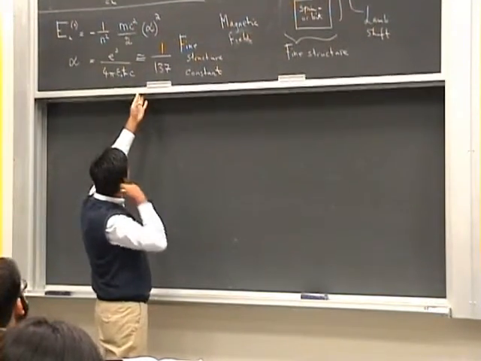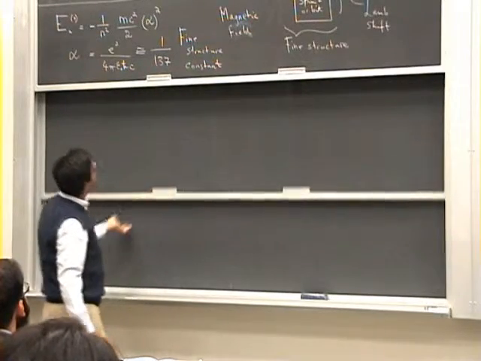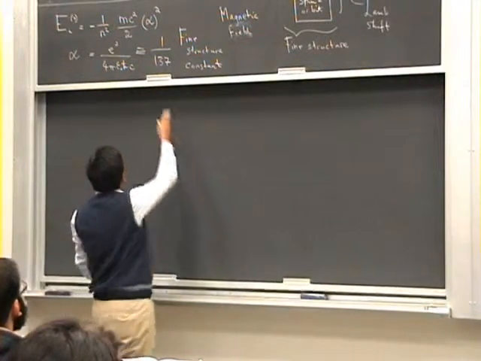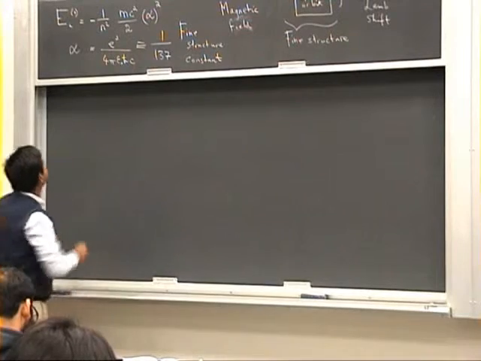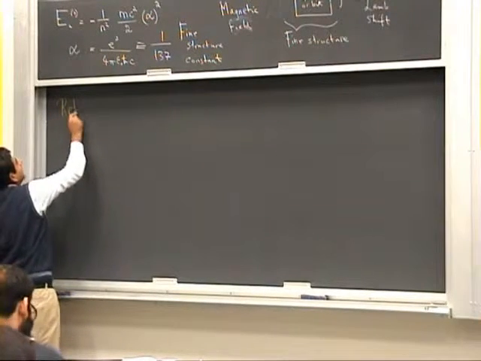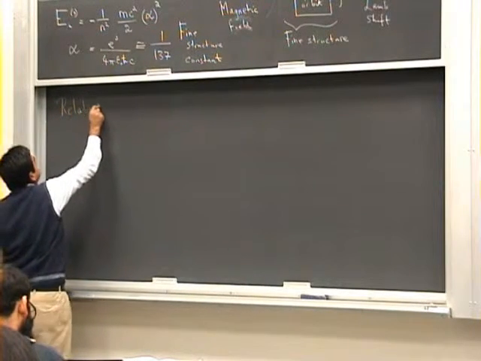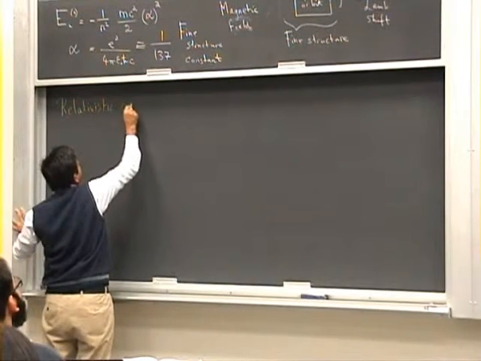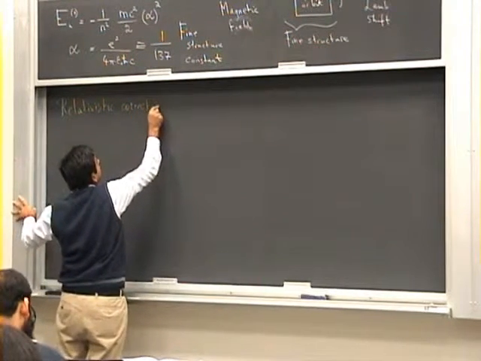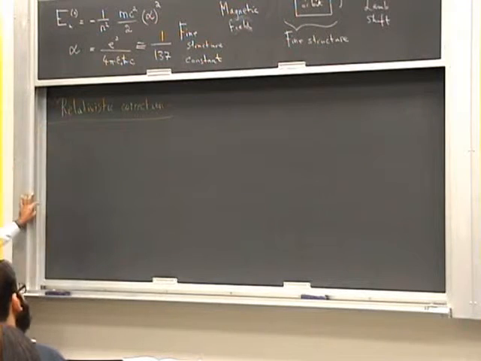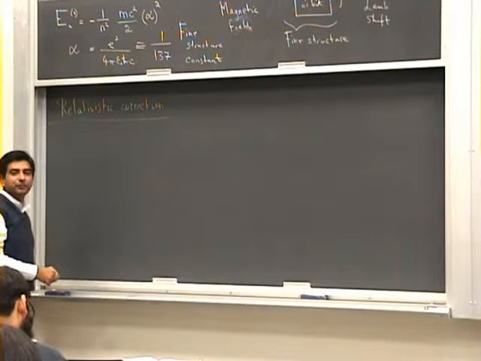Let's first talk about the relativistic correction. And you've already seen the spin-orbit interaction in the recitation. I'll go over it quickly again.